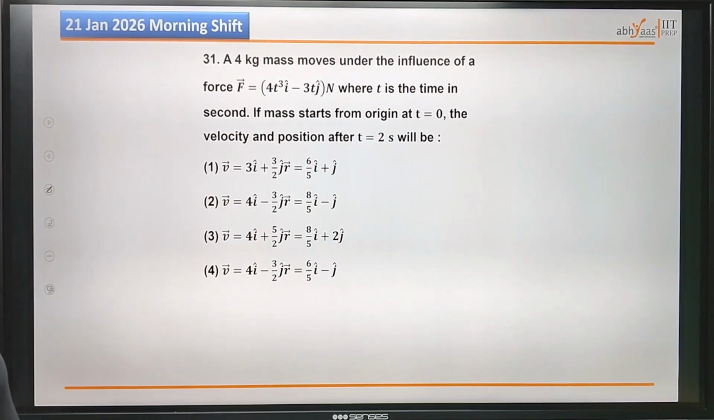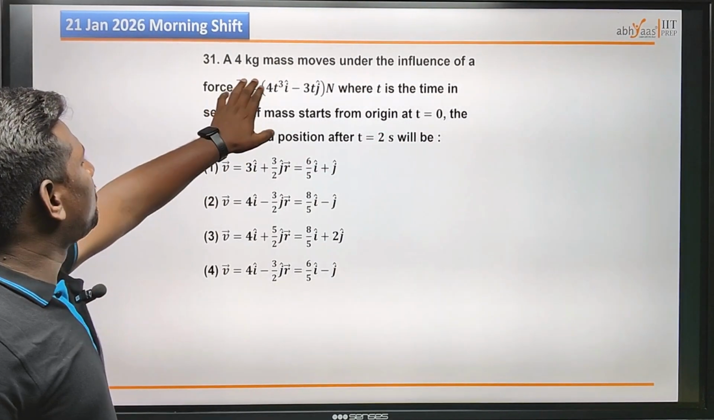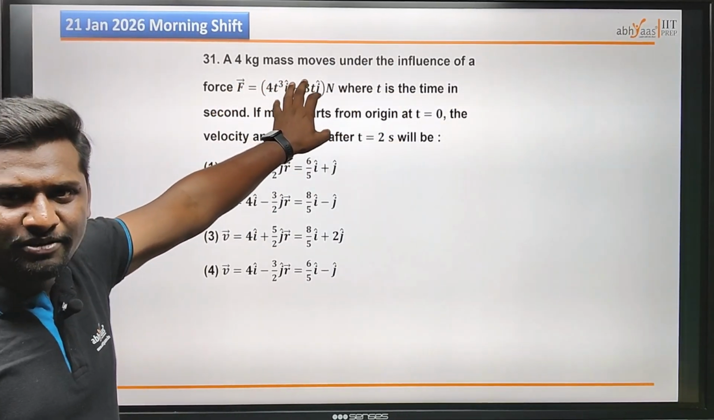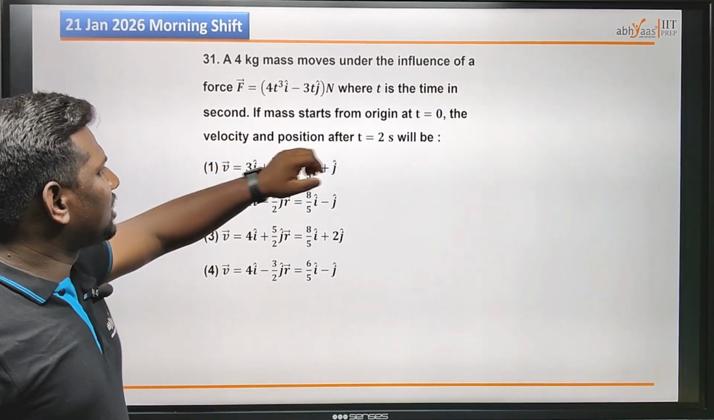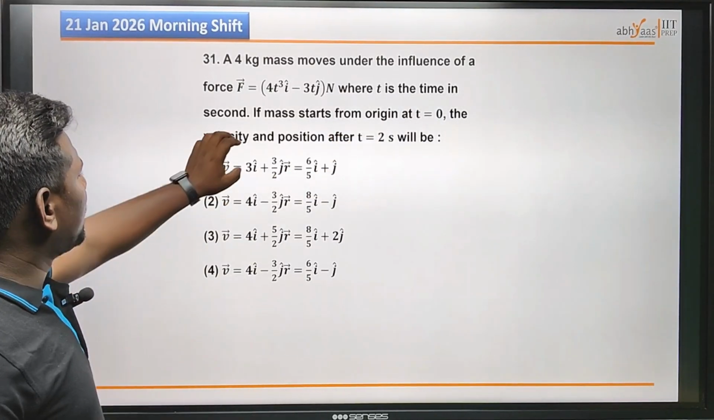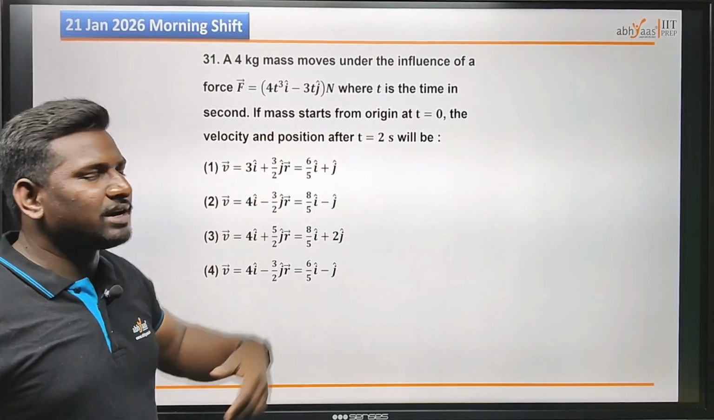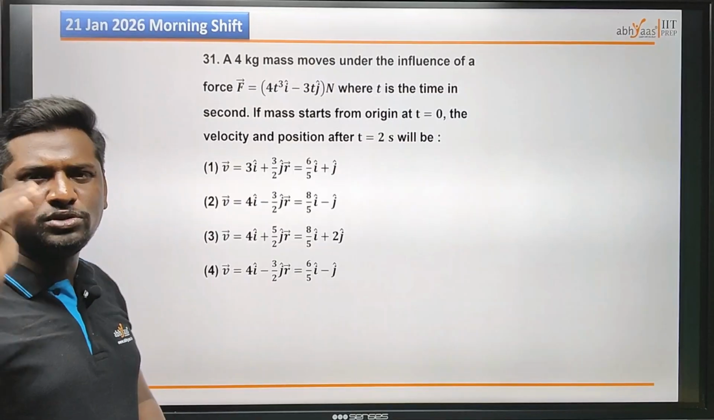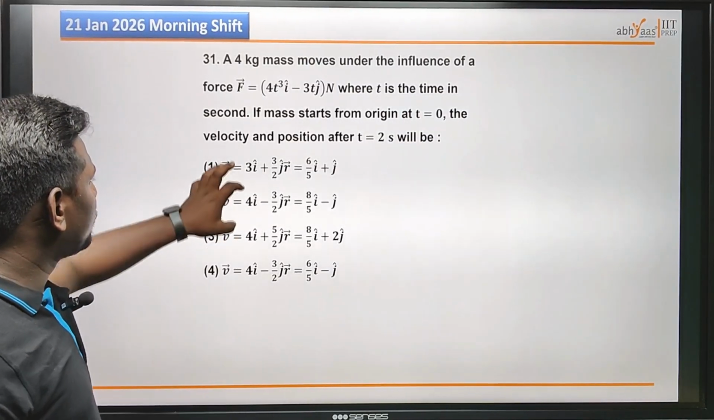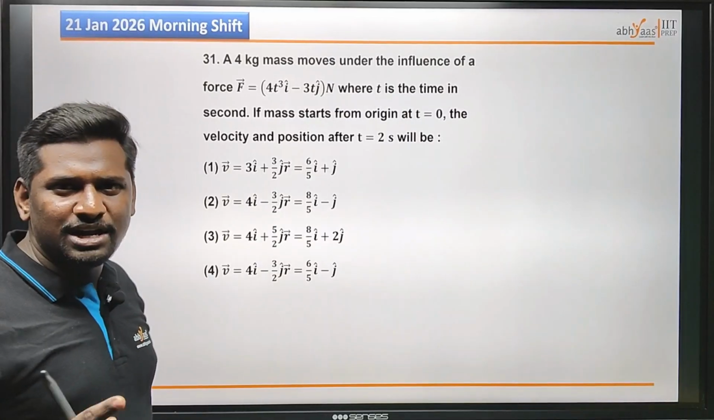So next one, see here, 31. A 4 kg mass moves under the influence of a force, which they have given. At origin t equal to 0. The velocity and position after time t equal to 2 seconds. What you have to find is the velocity and position.